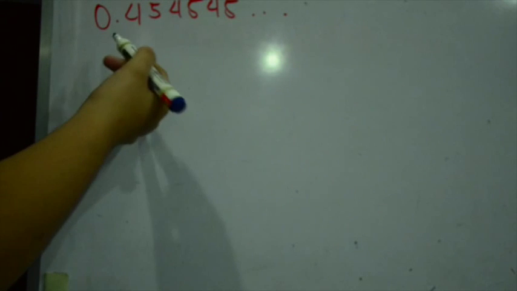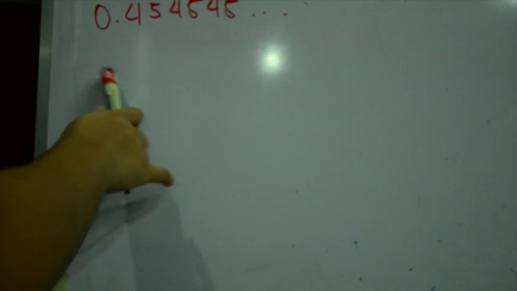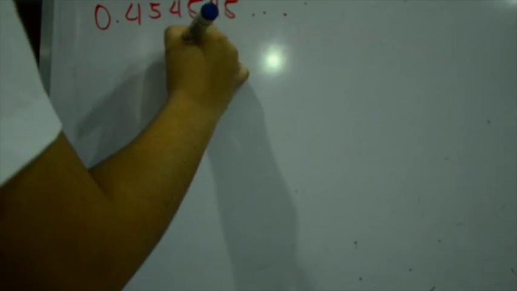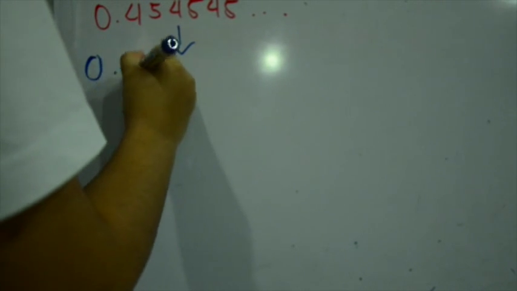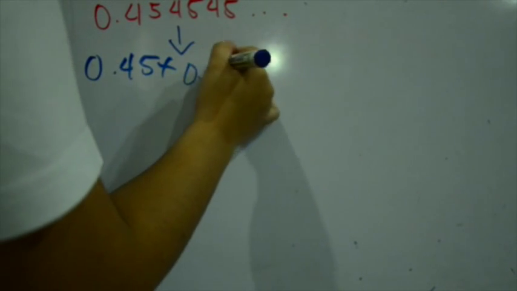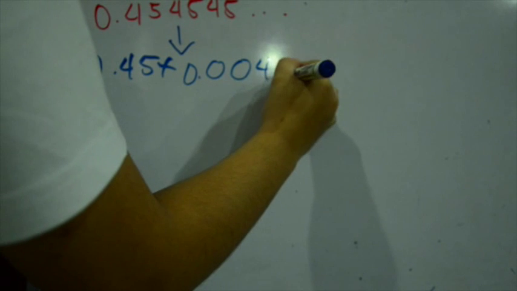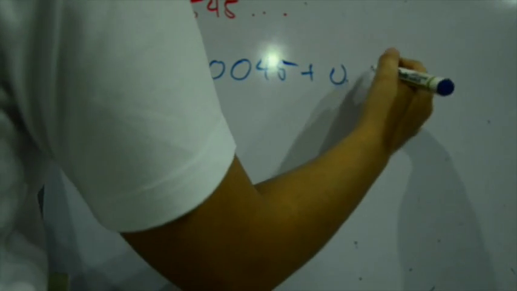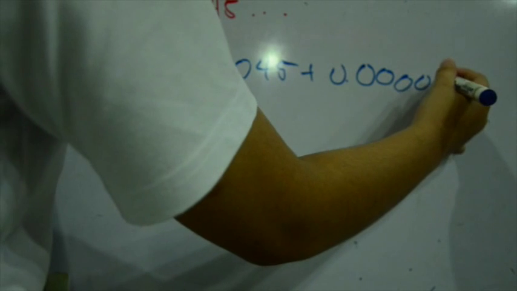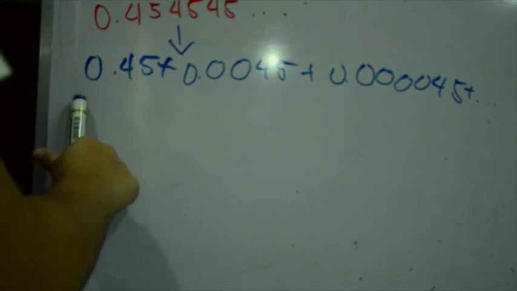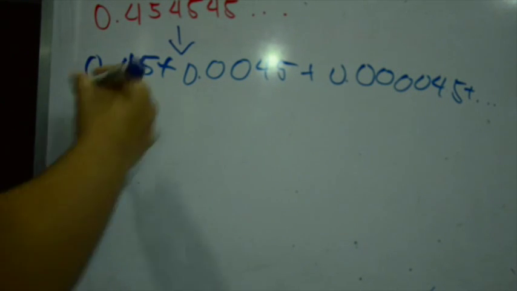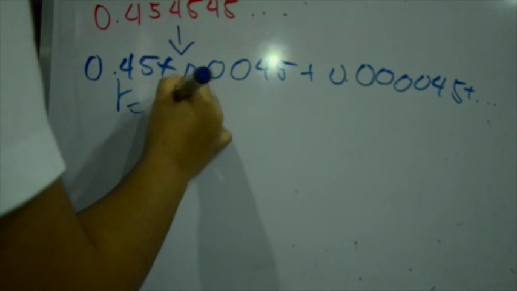Suppose we have this kind of problem and we need to find the value of the following geometric sequence. But at first you can see that it is not a geometric sequence. However, we can divide this into 0.45 plus 0.0045 plus 0.12445, and so on. Now, as you can see, this is an infinite geometric sequence in which r is equal to 0.01.